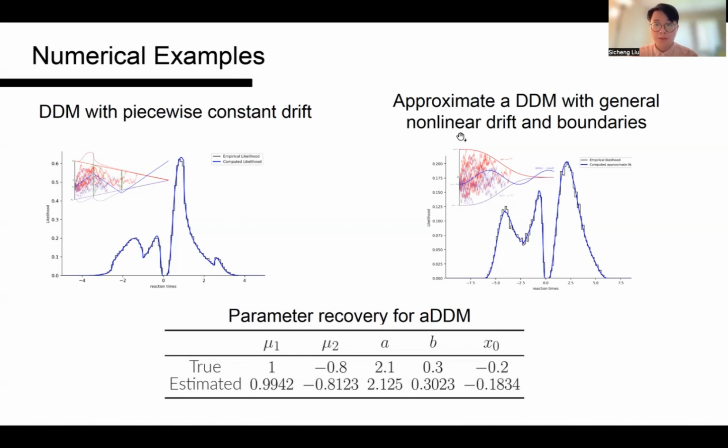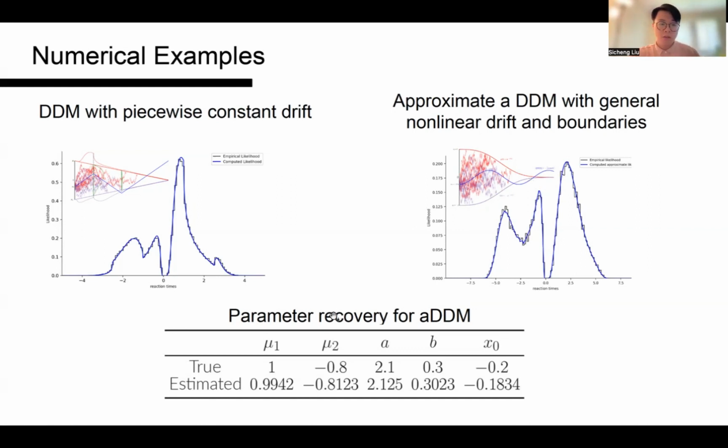In the second example, we want to stretch our method to its limit. We consider an approximate drift diffusion model with some general nonlinear drift and boundaries. Here we show an example with a Weibull CDF boundary and a sine wave drift. We can approximate these curved boundaries by their linear interpolation. If you use a large number of interpolation points, so that the approximation becomes close to the original one, as we show in this figure, we are still able to compute the likelihood quite accurately.